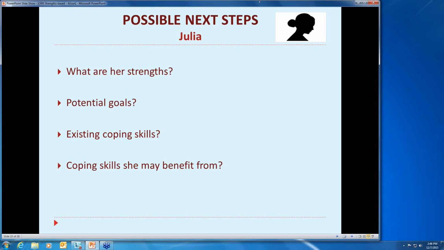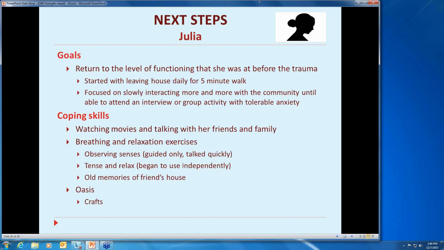So for her strengths, she's obviously resilient, committed to pursuing goals. She has a pretty strong support system. She has the ability to make friends and maintain relationships even over long distances. So for potential goals and coping skills, I actually have all that here.